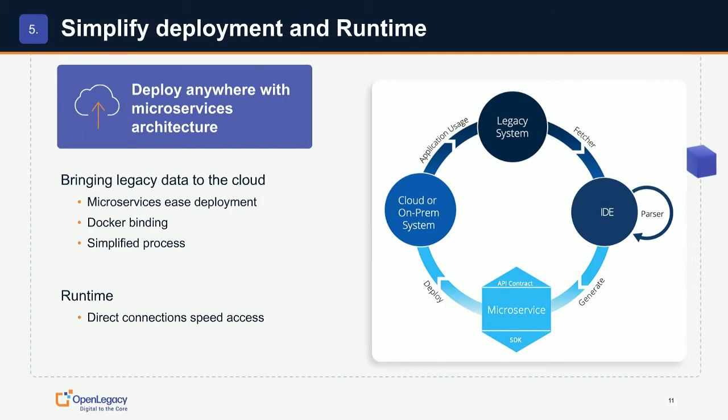And the last thing we want to think about is simplify deployment and runtime. We sort of mentioned this for Big ID earlier, but basically you can deploy anywhere with microservice architecture. It just makes it much easier if you have a microservice, which you can just put into a container, typically Docker, and bind it with Docker, and you can put it either in a jar, or there are other ways to do it, and from there you can then just deploy it wherever you need to, whether it be on-premise or in the cloud. And it just simplifies the whole process and eases the deployment process.